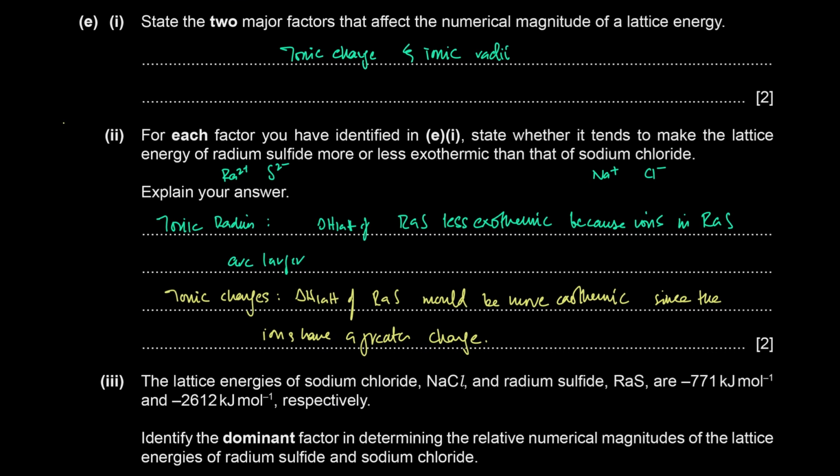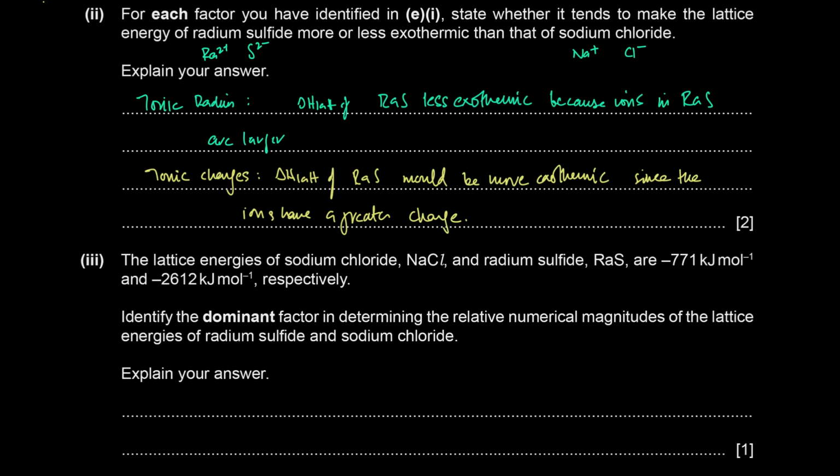The lattice energies of sodium chloride and radium sulfide are minus 771 for NaCl and negative 2612 for radium sulfide. So what's the dominant factor over here? Even though the radium and sulfide ions are larger, it's still much more exothermic because they have a much greater charge. So over here, the ionic charge is the dominant factor, since the delta H lattice of RaS is more exothermic.